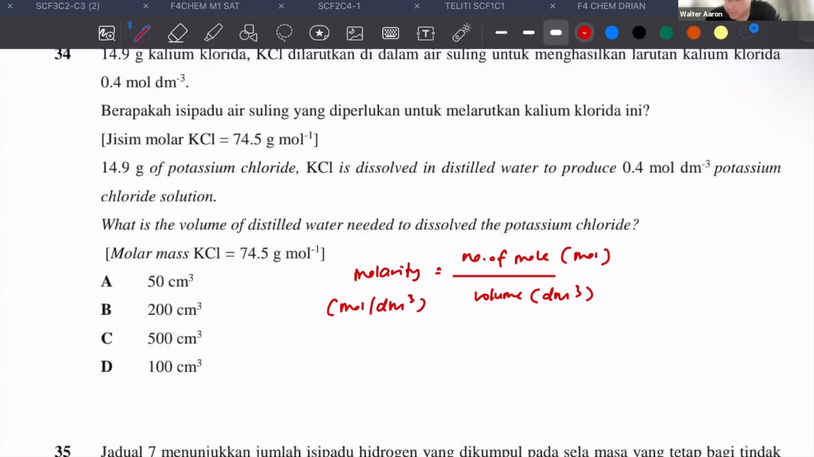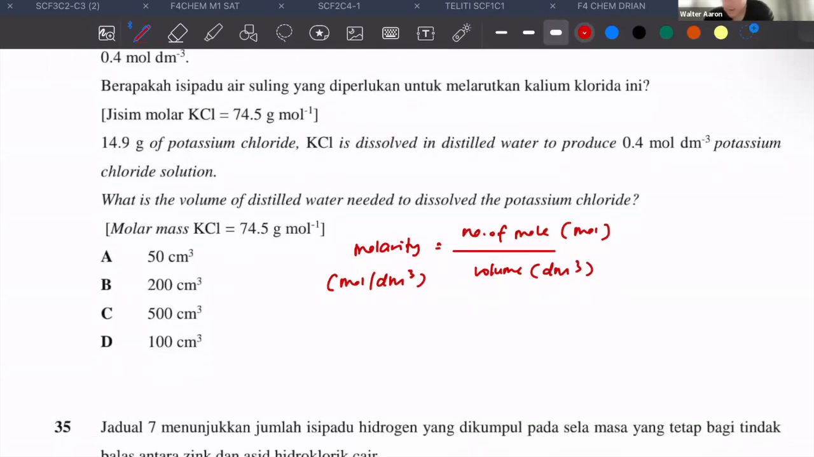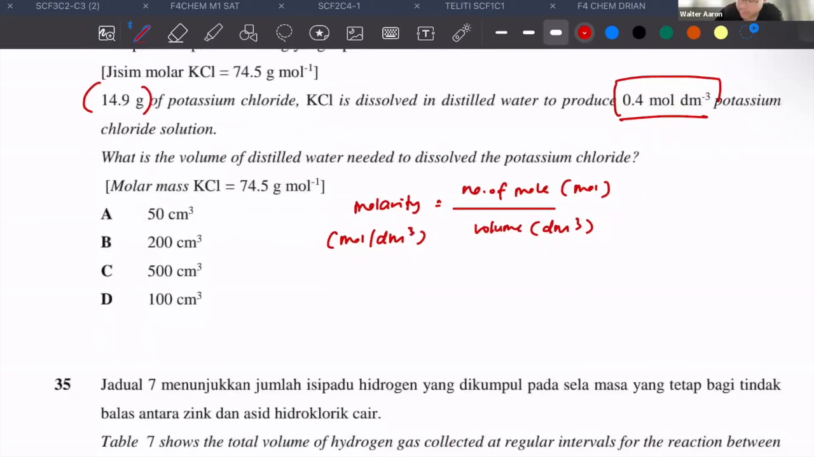Okay, so right now, to get the volume of water needed, we have to check and see what is the number of moles of potassium chloride. Our molarity is this much. Our mass of potassium chloride is this much. So let's get the number of moles of potassium chloride. Number of moles of KCl will be 14.9 divided by 74.5, which is already given. So 14.9 divided by 74.5 will give you 0.2 moles.